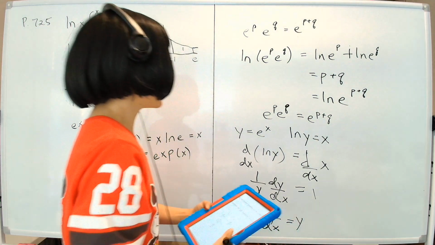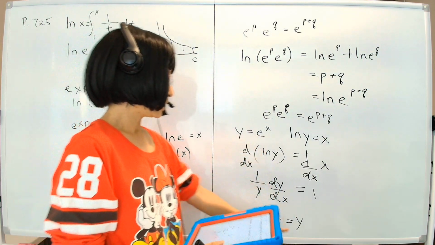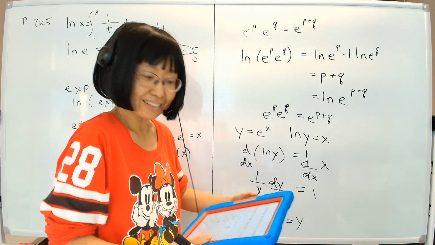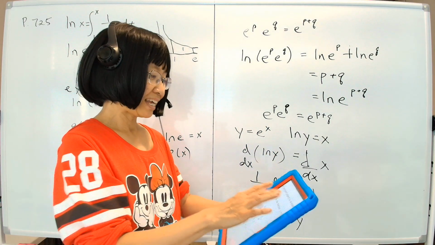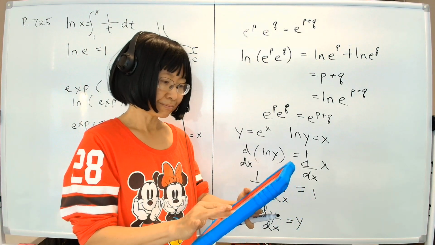And what was y again? So the derivative of y equals y itself. That is, the derivative of e to the power x is e to the power x. And that is the end of the proof of what the derivative of e to the power x is.